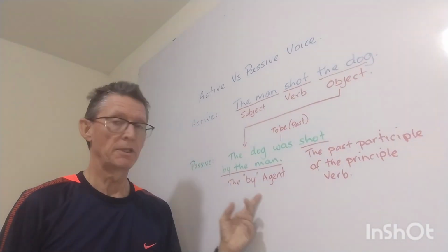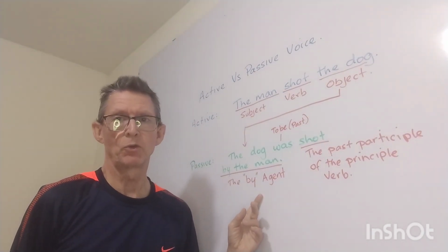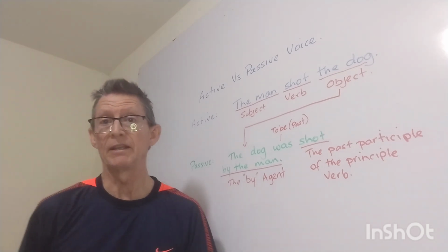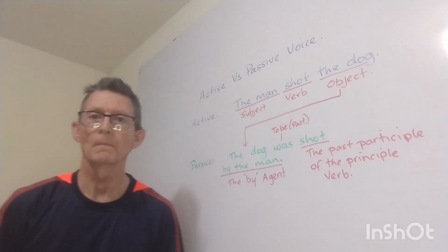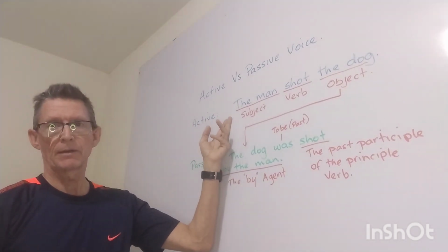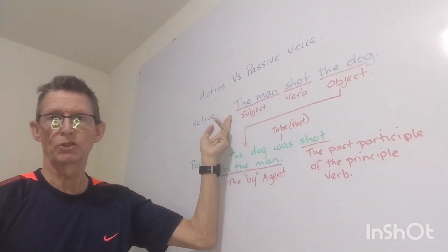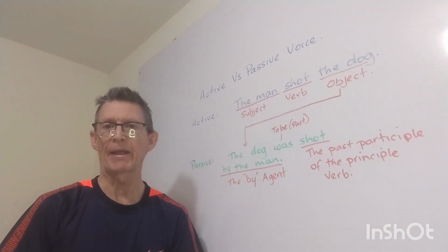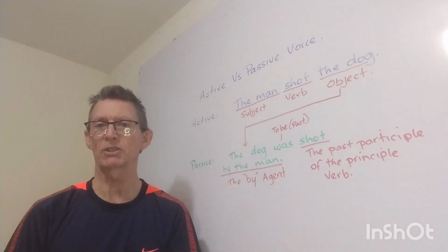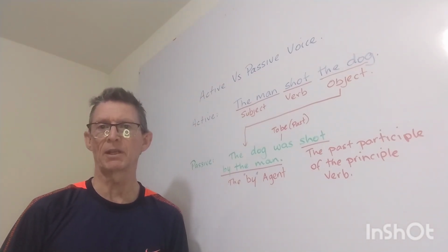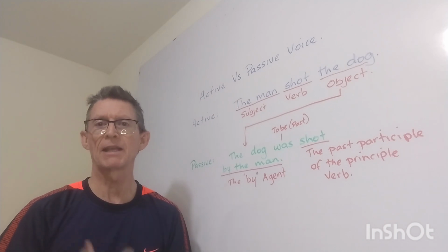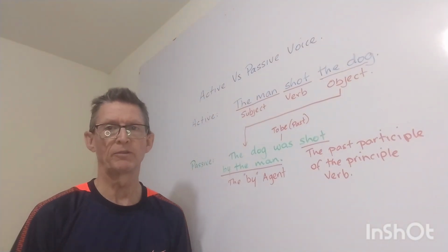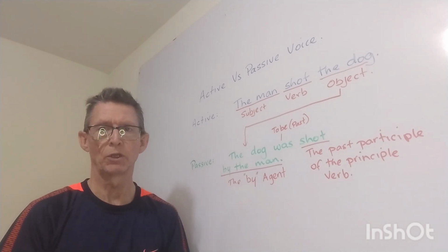We then use the by agent to say who or what performed the action if we know or if it is relevant. So we can see in our active phrase, the man shot the dog, this becomes the dog was shot by the man. The man still performs the action. The dog did not pick up the gun and shoot the man. The man still shot the dog. However, in the passive phrase, we have put the emphasis on to the dog.